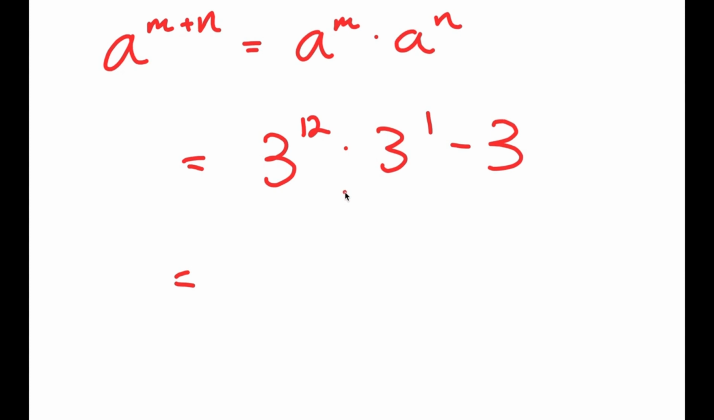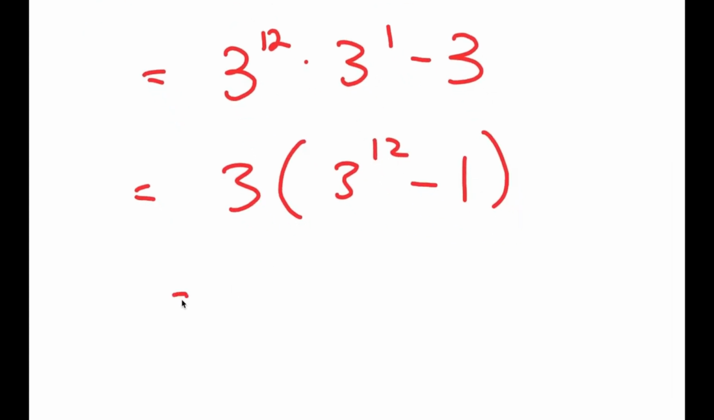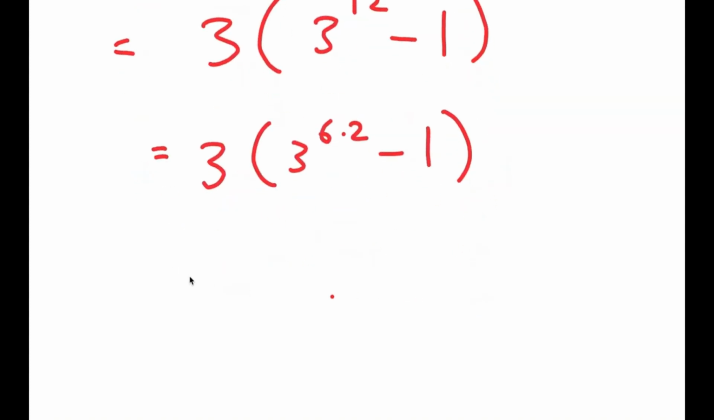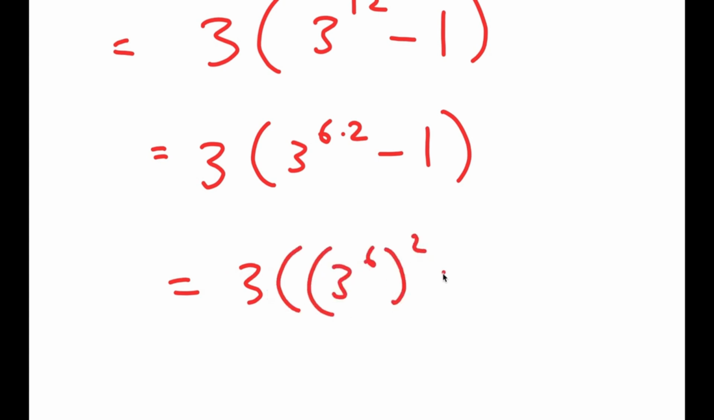And from here, I can factor out 3. So I get 3 times 3 to the power of 12 minus 1. Now 3 to the power of 12, I'm going to rewrite as 3 to the power of 6 times 2. And that's equal to 3 times (3 to the power of 6) squared minus 1 squared.